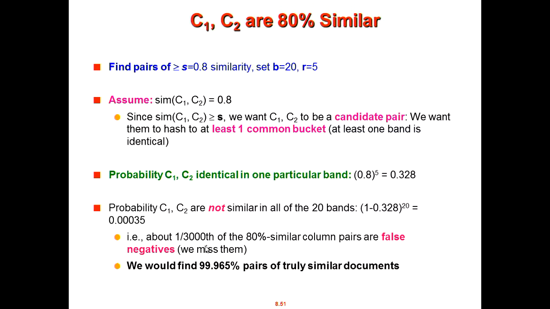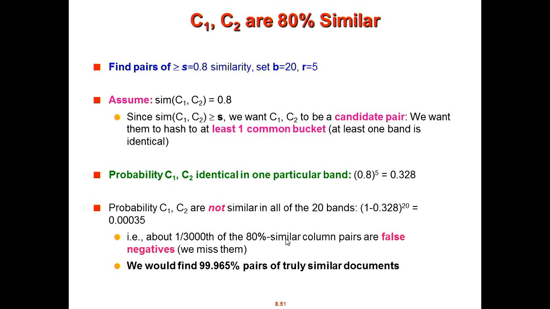Roughly, according to this probability value, about 1 in a thousand of the 80% similar column pairs are false negatives, which means that they are similar, but we missed them. So they're called false negatives. But anyway, we would find over 99% of the truly similar pairs by applying this LSH algorithm, right? Remember that this is just for detecting the candidate pairs. We haven't done the similarity computation in this stage. We only do the candidate pairs detection. We can further do a similarity computation for all the candidate pairs, but right now we don't do that.